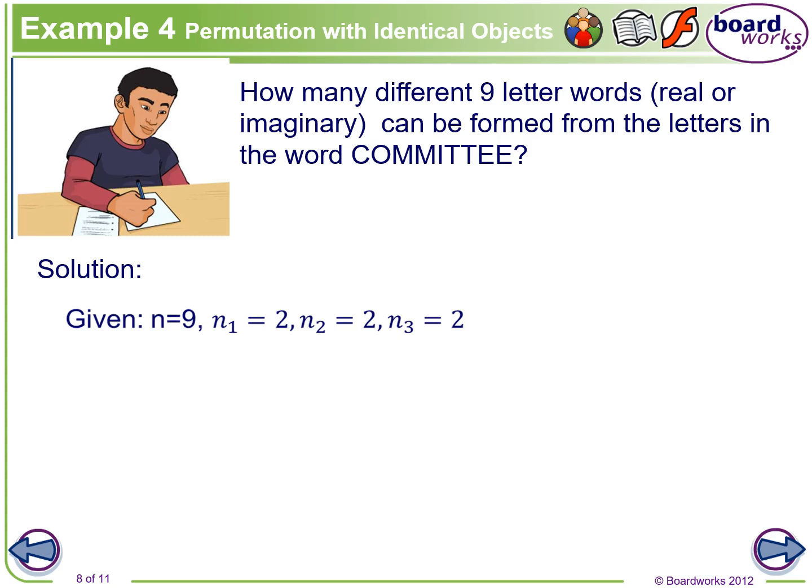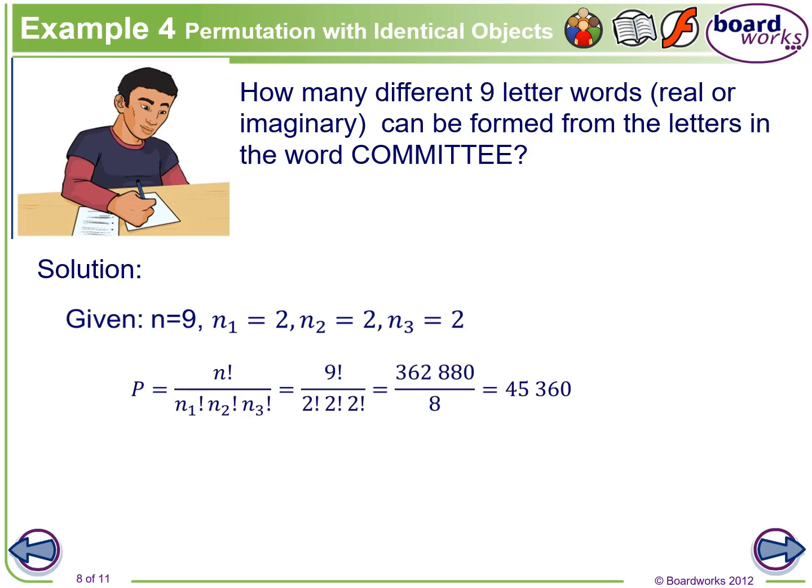n sub 2 is also 2 because there are 2 T's. n sub 3 is 2. What is that 2? That is the 2 E's. Those are the letters which are identical or the same. So we can use the formula: substitute n, which is 9, n sub 1 which is 2, n sub 2 which is 2, n sub 3 which is 2.